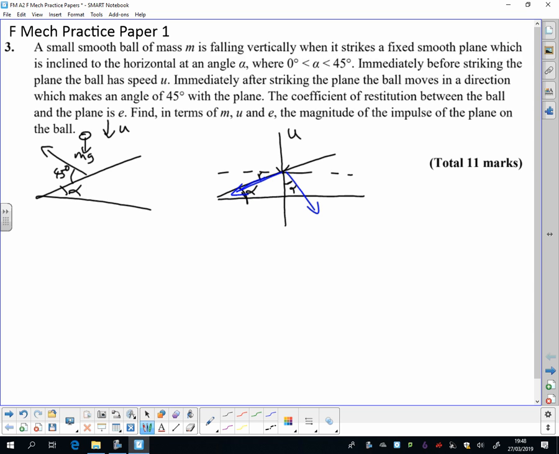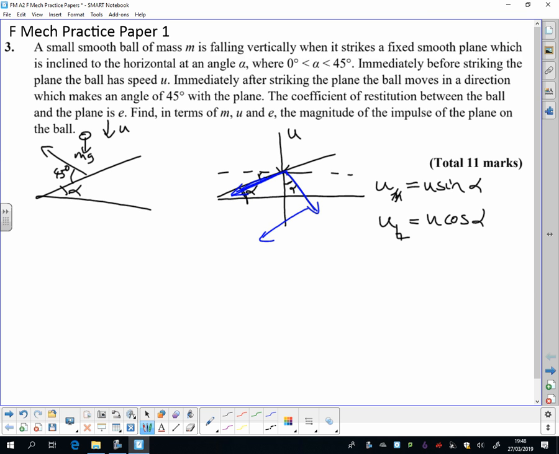Okay, so my initial velocity split into two components, so parallel to the plane. I can now see from my diagram, so that's in this direction, that would be u sine alpha. And then if I look perpendicular to the plane, that would be this way, so adjacent to alpha, so that's u cos alpha.